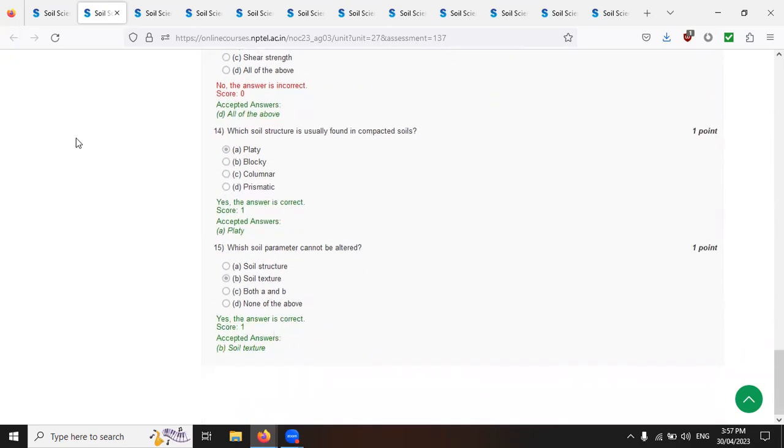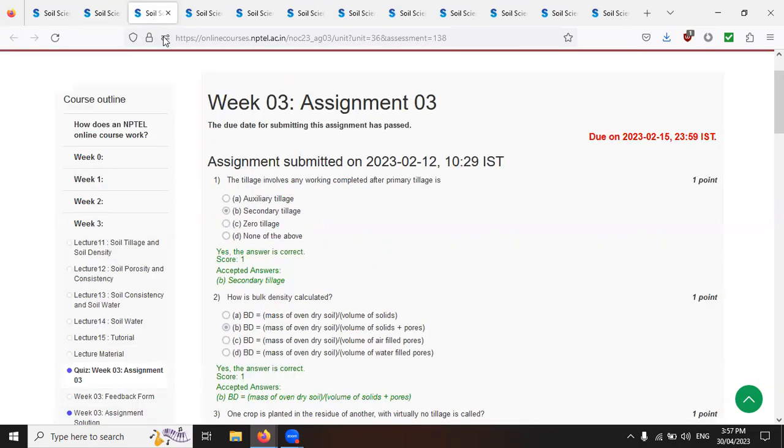Next one. The tillage involves any working completed after primary tillage. What is this type of tillage that happens after primary tillage? Is it auxiliary tillage, secondary tillage, zero tillage, or none of the above? So it's secondary.